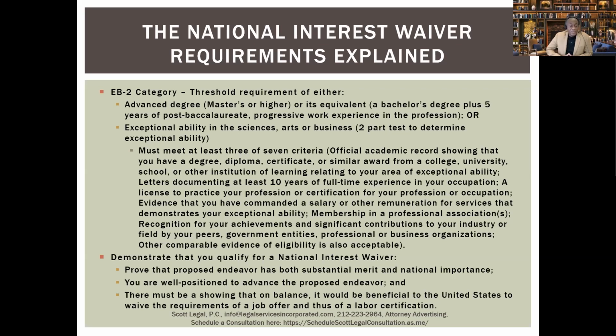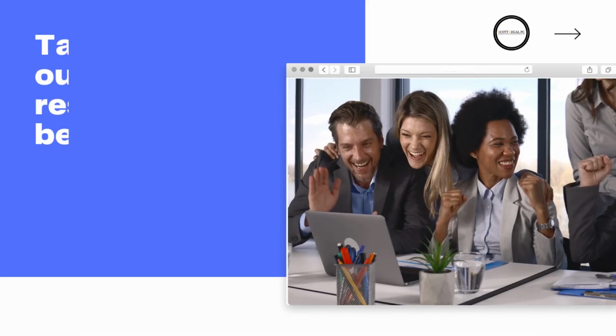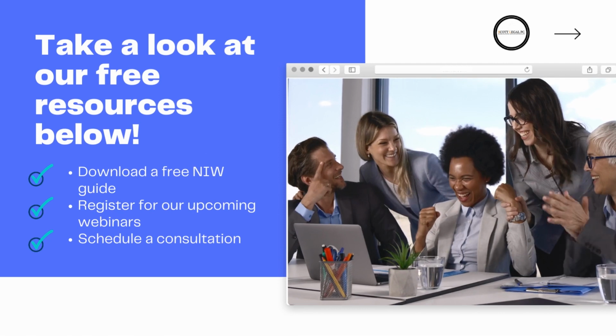So what this prong is saying is that you have to show or prove to the government that it's beneficial to the United States to waive the labor certification. And that's why it's called a waiver, national interest waiver. You're waiving the labor certification process that normally would be applicable under most employment-based categories, in particular EB2 and EB3.